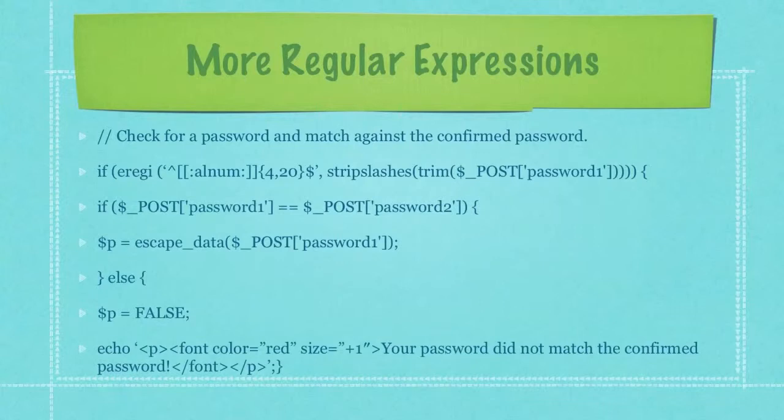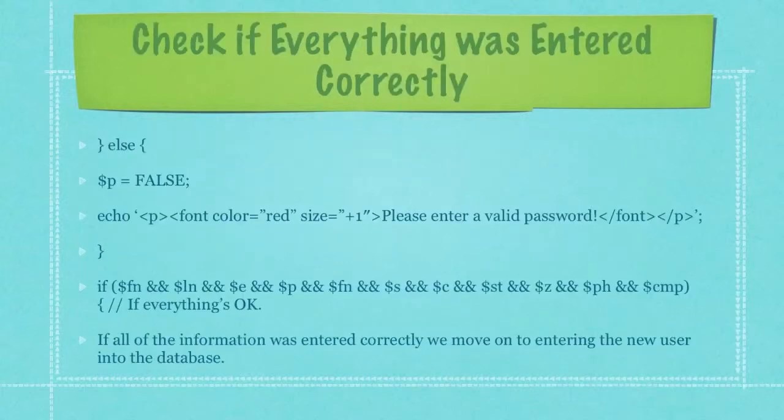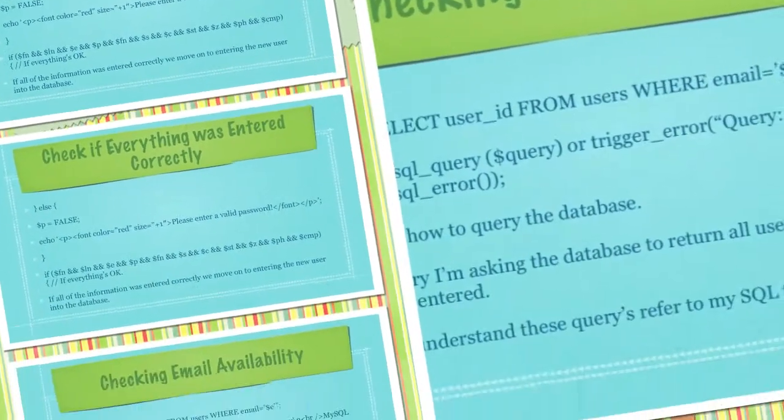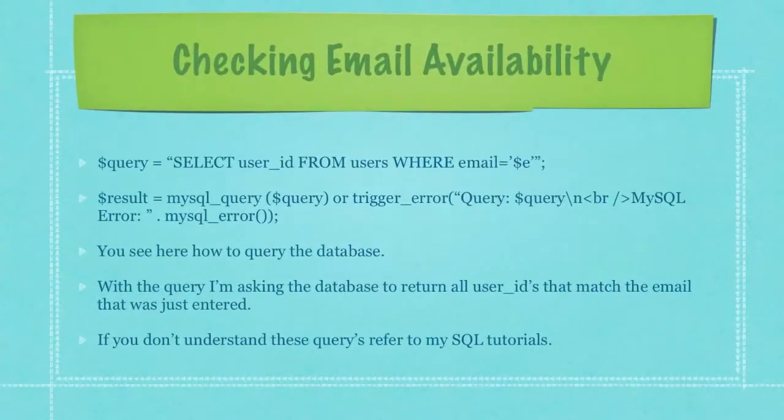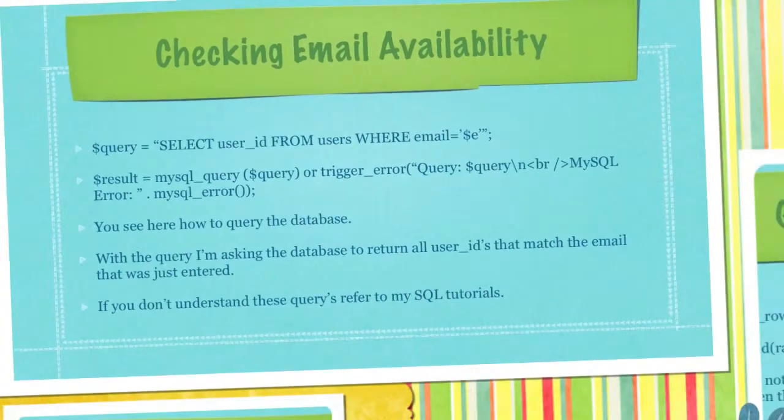Here we're checking for a password and match against the confirmed password. If all the information was entered correctly, we move on to entering the new user into the database. You see here how to query the database. With the query, I'm asking the database to return all user IDs that match the email that was just entered. If you don't understand these queries, refer to my SQL tutorials. See, I got everything covered.